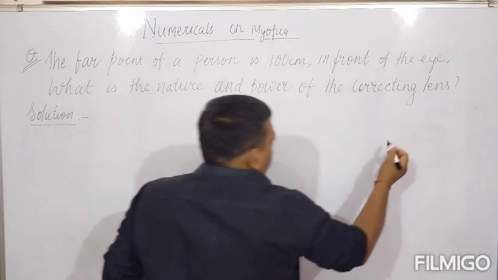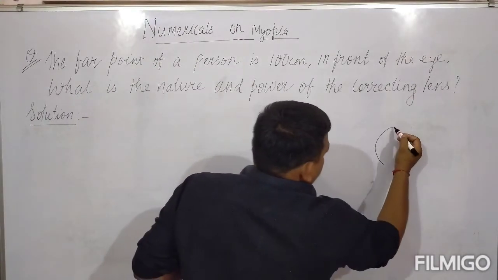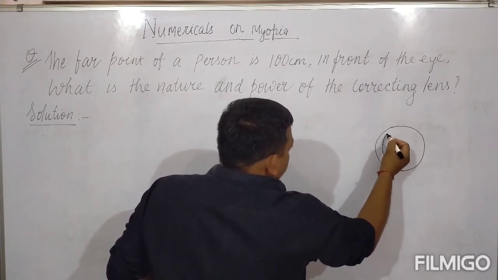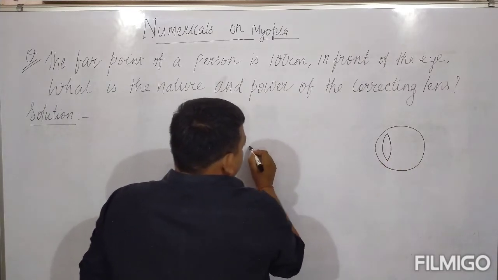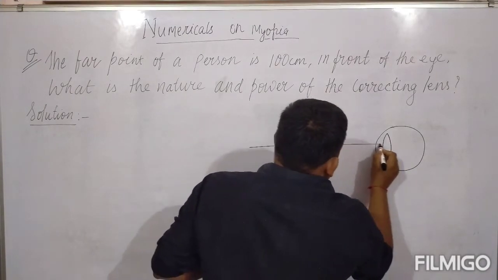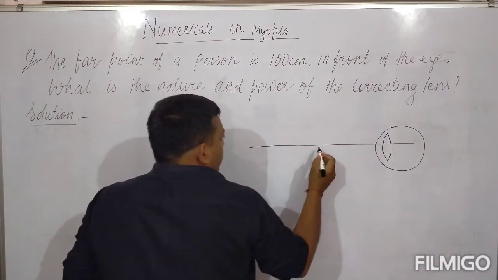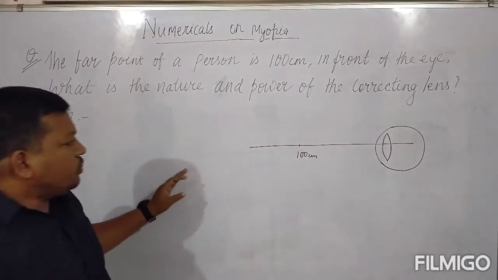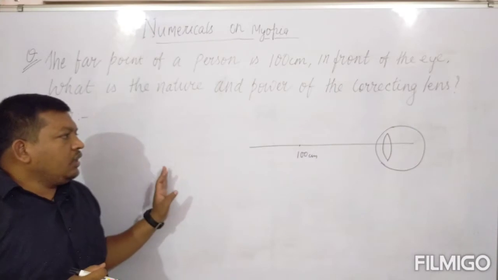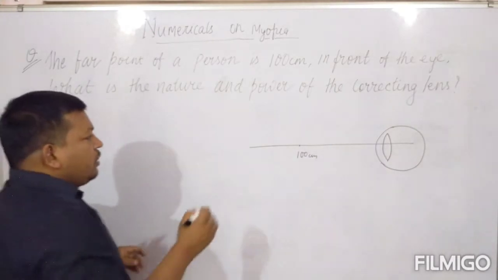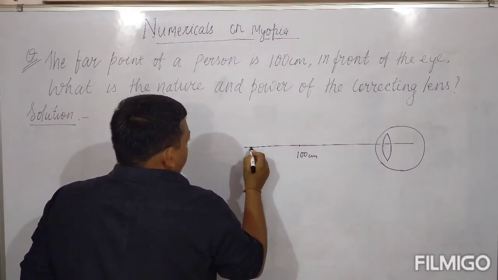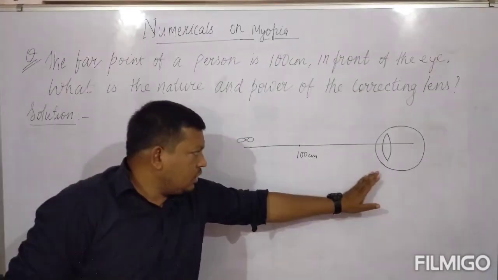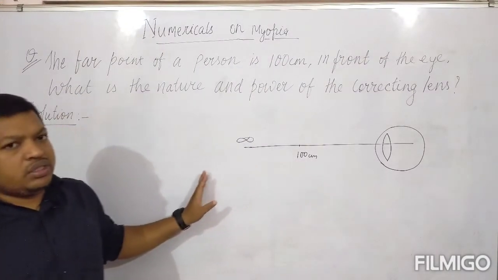First we will draw an eye. This is the picture of an eye, and this eye is able to see only up to a certain distance. Let this be 100 centimeter, which is given. We also know that a healthy eye or a normal eye can see up to infinity. But for this suffering eye, infinity is beyond 100 centimeter.